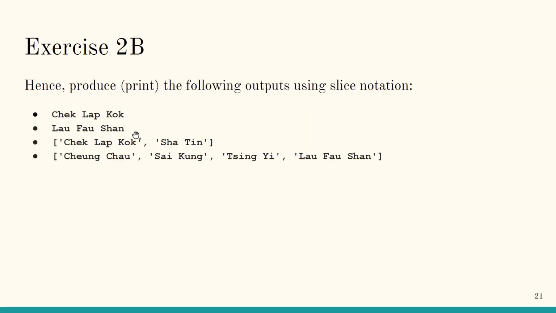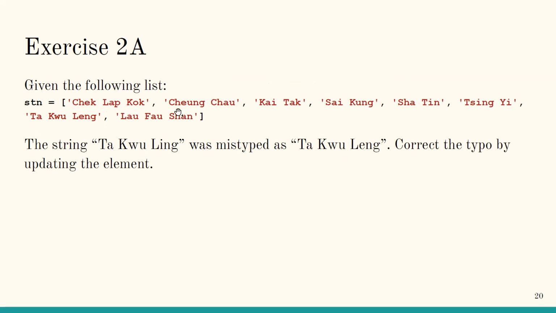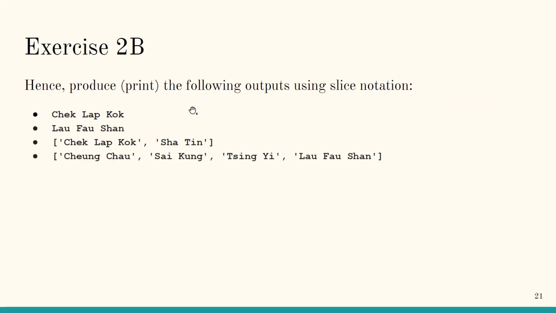Print the following outputs using slice notation. Okay, so it's the same question, right? You have the list for the station name, and then use slice notation to print out these 4. So the output of your slice notation could also be a list. So you're producing another list when you do slice notation.